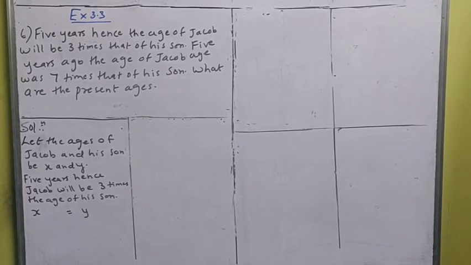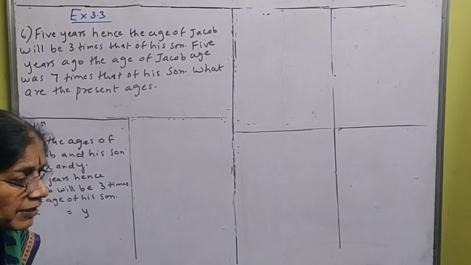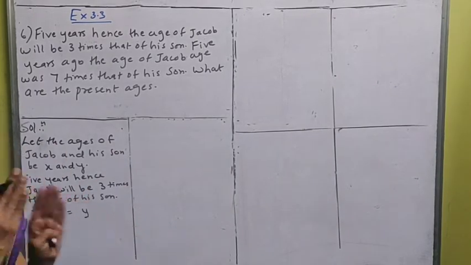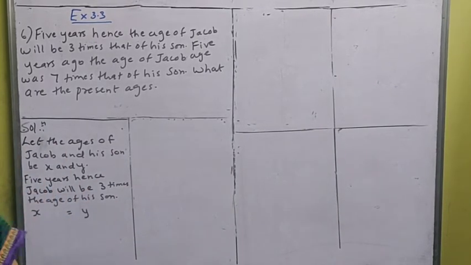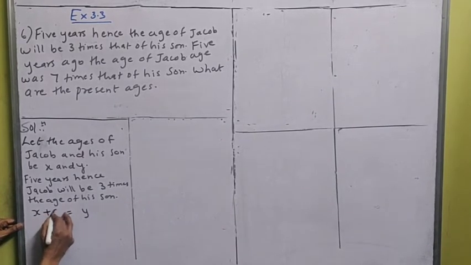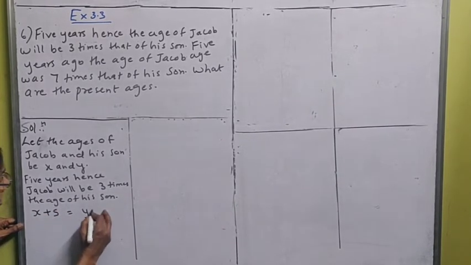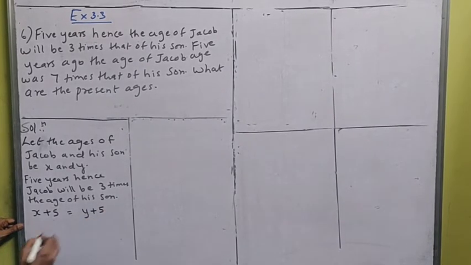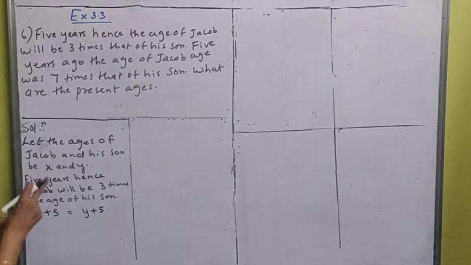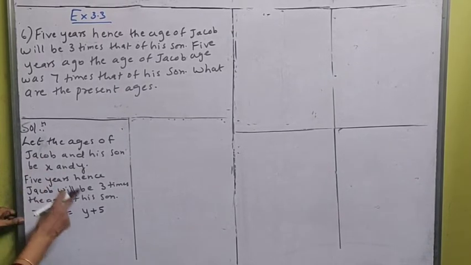Now suppose you are now 14 years. After 5 years, how many years will you become? So you are going to add 14 plus 5 is equal to 19. Same way over here. So you are going to add 5 to both, to Jacob's age also and to son's age also. Now what you have to do? What happens? Jacob is 3 times the age of his son. Means he is 3 times.